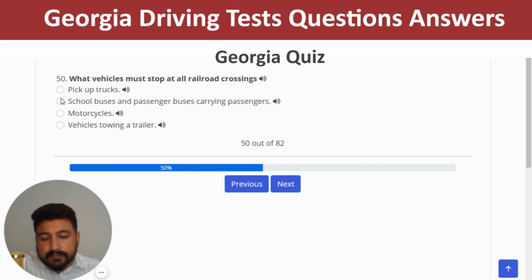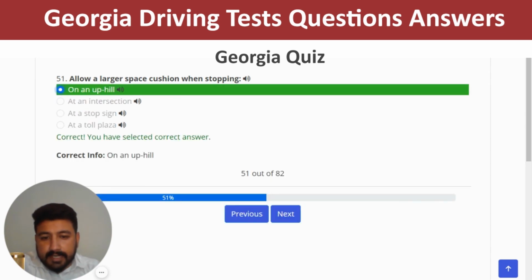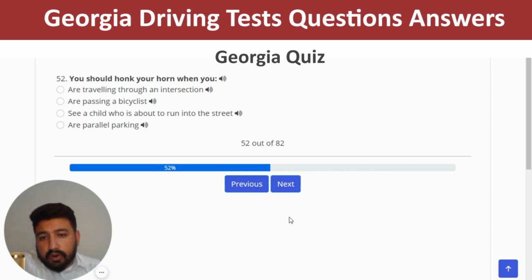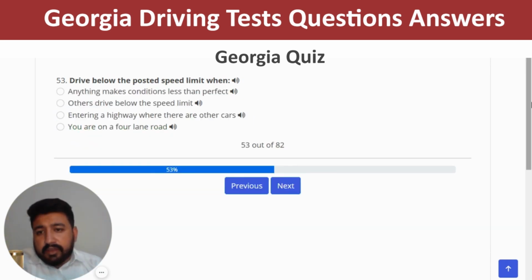So second option. Correct. And next, allow a larger space cushion when stopping. The right answer is on an uphill. So first option should be the right one. Yeah. Next, you should honk your horn when you see a child who is about to run into the street. So I'm going to click on the third option. Yeah, this is the correct one. And next, drive below the posted speed limit when anything makes condition less than perfect. So let's click on the first option.